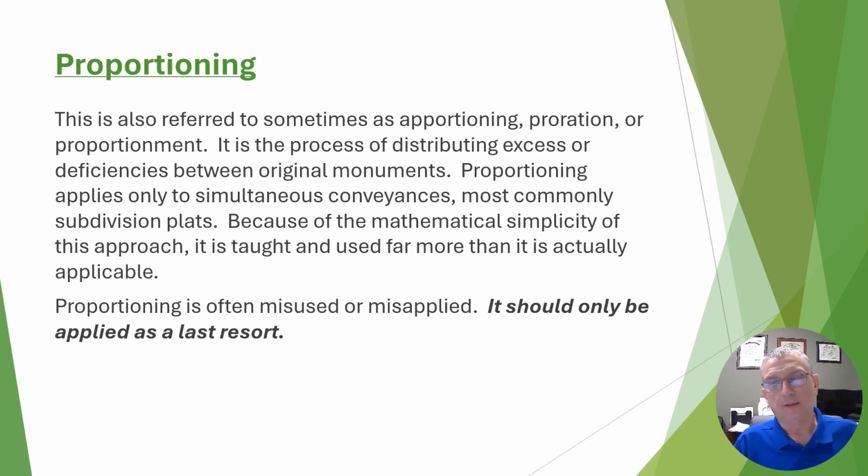So this is often misapplied. The biggest error that you can do with this, pay attention, is to apply apportionment to corners that are not original monuments. Sometimes you have to in a way, but when you do, you still call for a boundary line agreement or some kind of title remedy. Proportionment is often misused, misapplied, and it should only be used as a last resort.